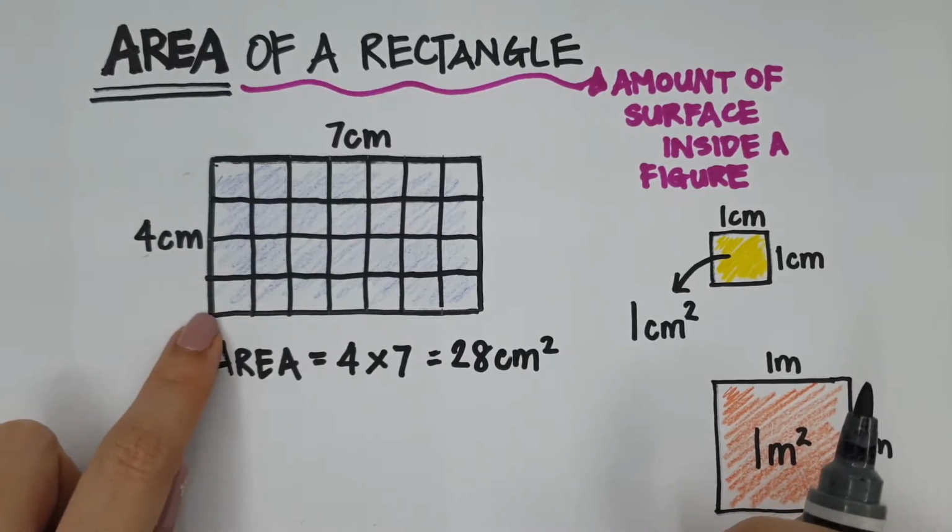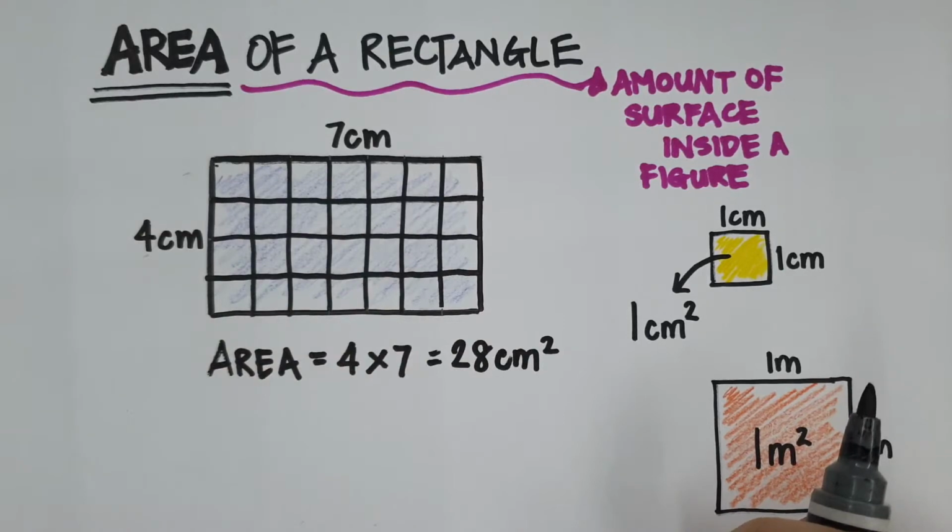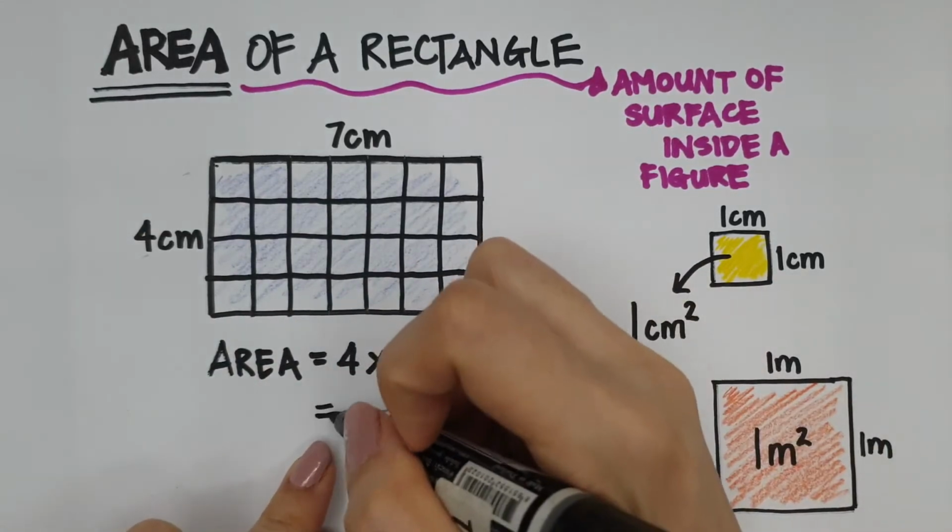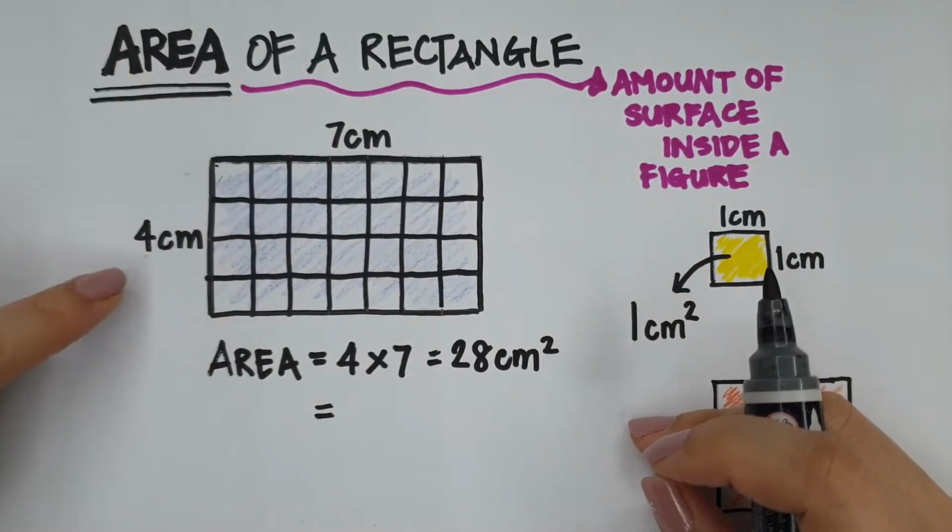So what you have seen is I'm going to take 4 times 7. What is another way to do it? Another way to do it is if I have 7 groups of 4.